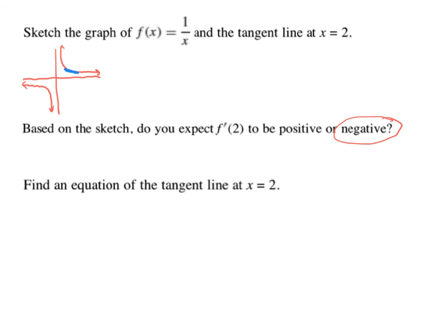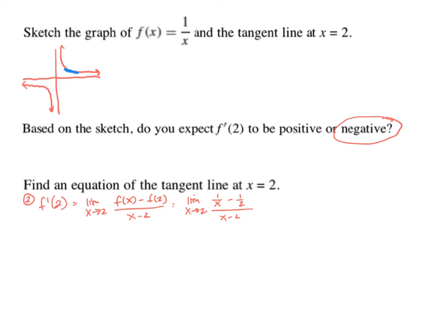So the first thing we need to do is find our slope using the limit definition. I'm going to use the second one this time, number 2. F prime of 2 is going to equal the limit as x approaches 2 of f of x minus f of 2, divided by x minus 2. Okay. So now plugging in the actual function, limit as x approaches 2 of 1 over x minus 1 over 2, divided by x minus 2.